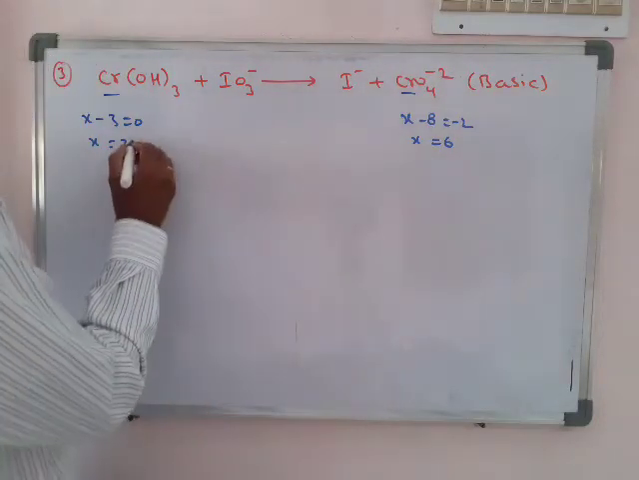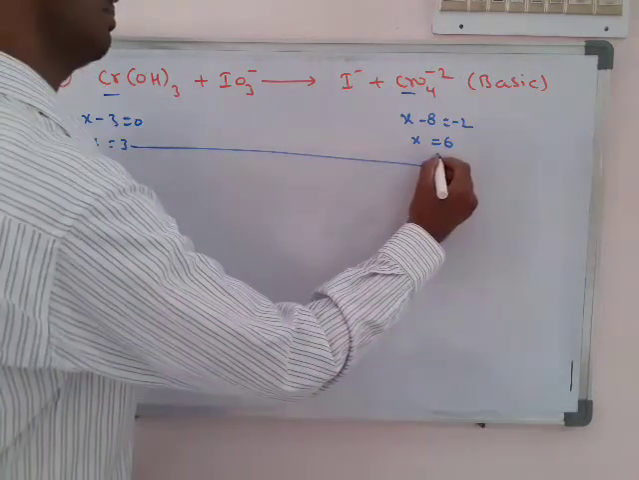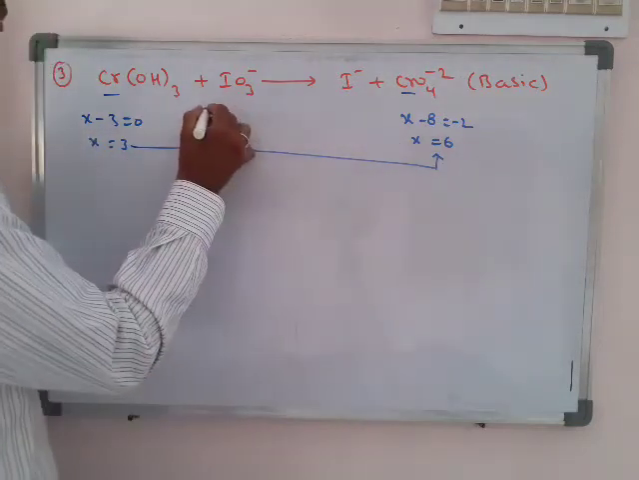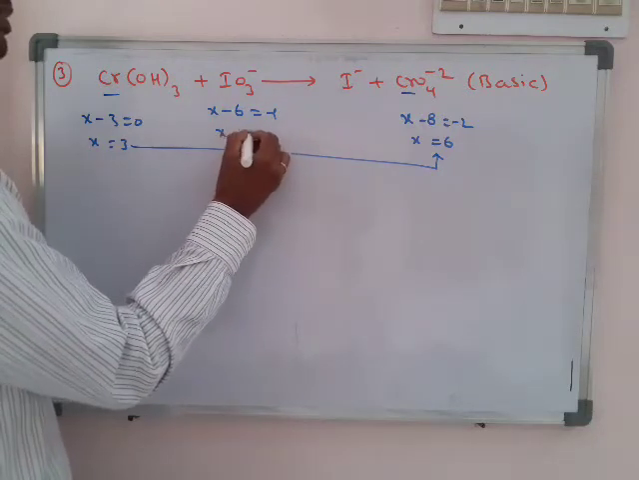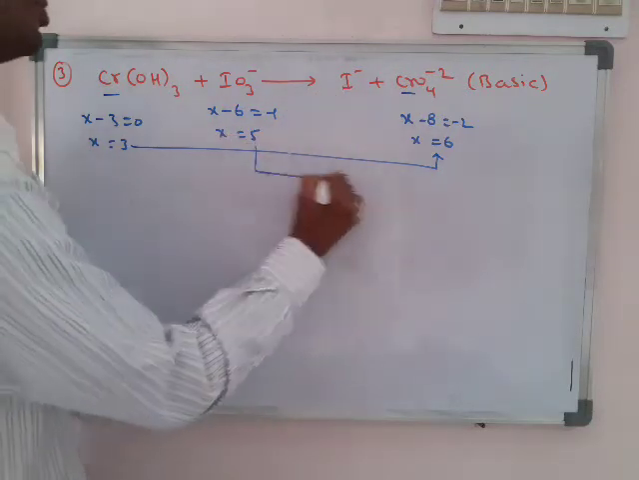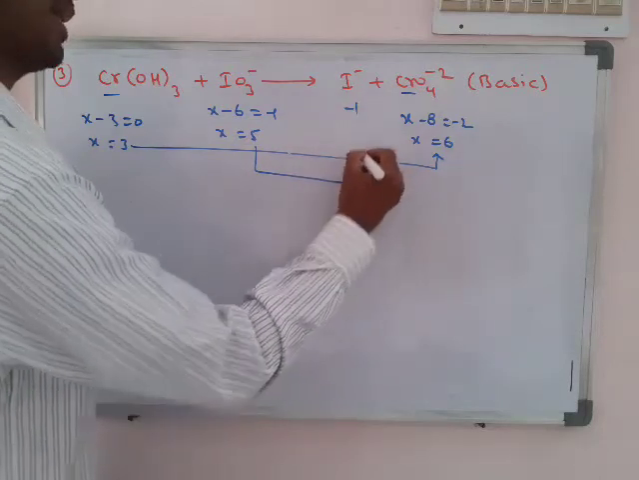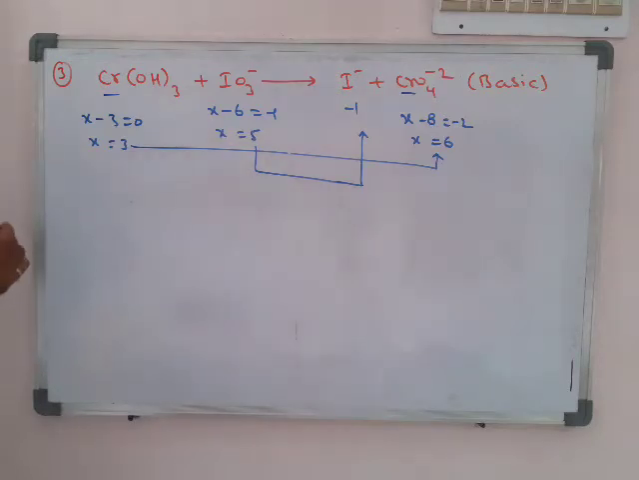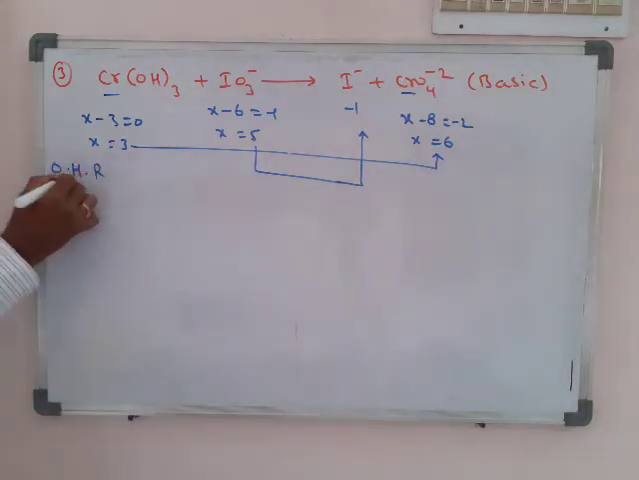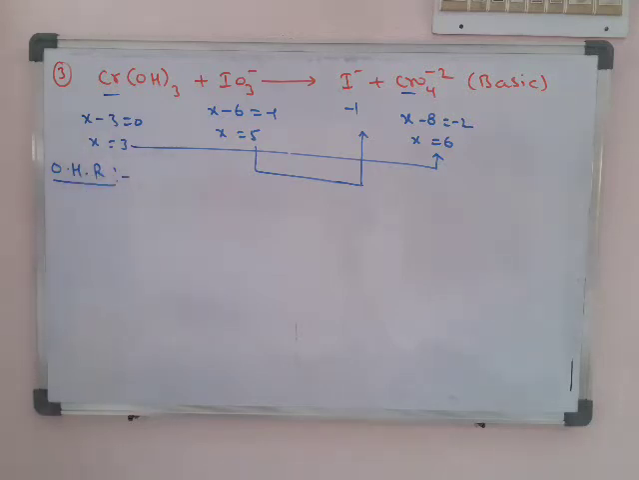So from 3 to 6, it is oxidation. Here iodine X minus 6 equals minus 1, X equals 5. Here 5 is already minus 1, so it goes from 5 to minus 1, which decreases, the reduction half reaction. First is the oxidation half reaction, balancing in basic medium.